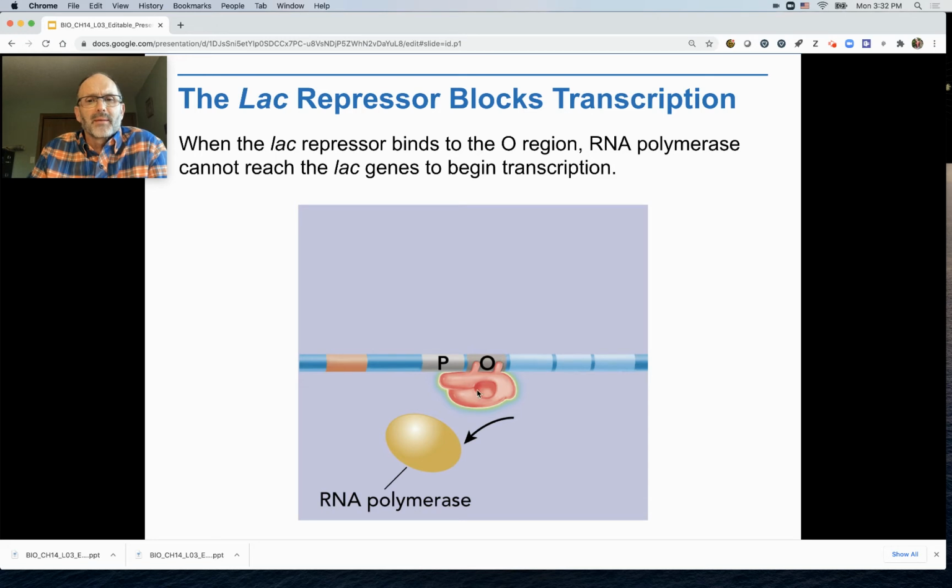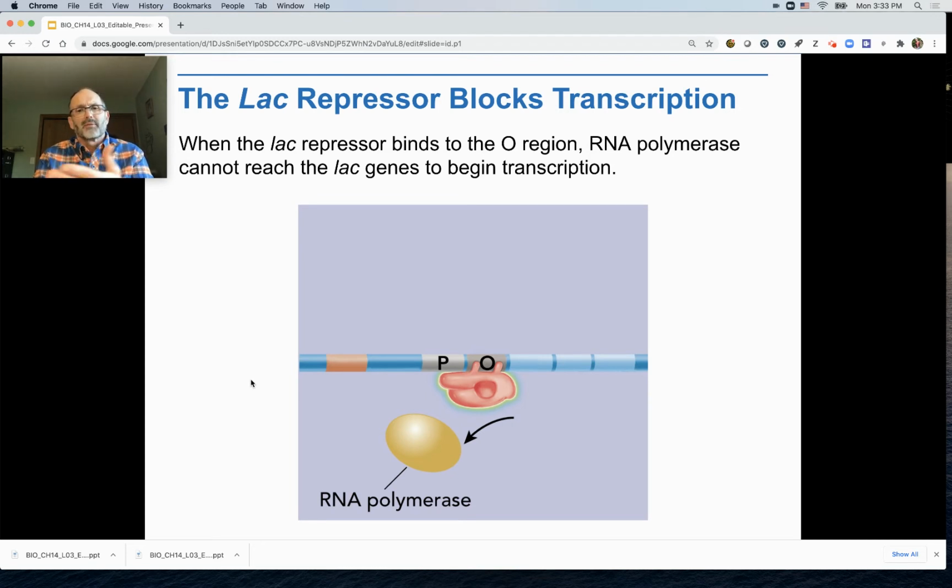So when that lac repressor molecule binds to the O region, the operator region, the RNA polymerase can't bind to the promoter region to begin transcription. So it makes sense that if you do not have lactose present, you don't want to waste any energy making lactase, or enzymes that are going to break that down. So you want to be able to turn off and turn on genes depending upon what's involved.